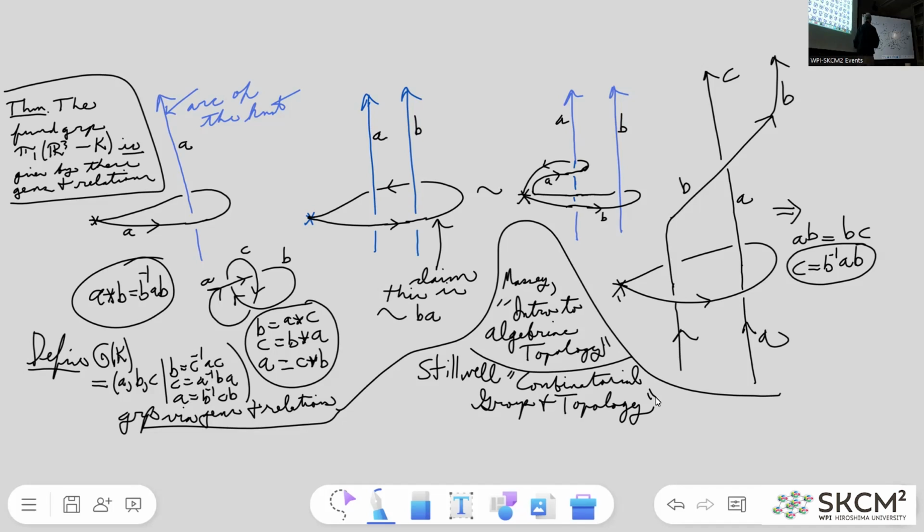So we know by a little exercise that G of K, that is this group given by generators and relations, is invariant under Reidemeister moves. So if that's all we wanted to know, that would be fine. Now we know it's an invariant of the knot. The group is an invariant of the knot.